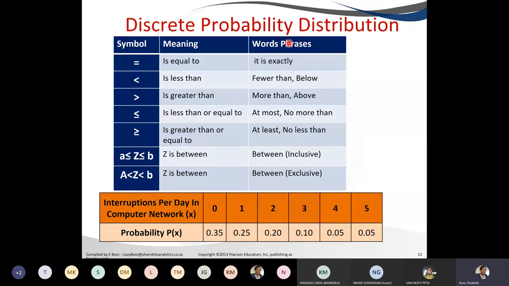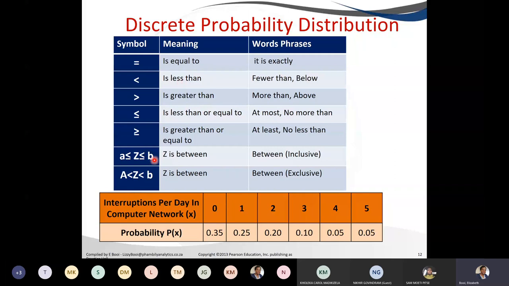Sometimes the question is in words: what is the probability that at least two interruptions happen per day? You need to interpret that as more than or equal to two. Some study guides, I think for 1610 or 1510, have this written out, but the signs are messed up, so please correct them with the right signs.